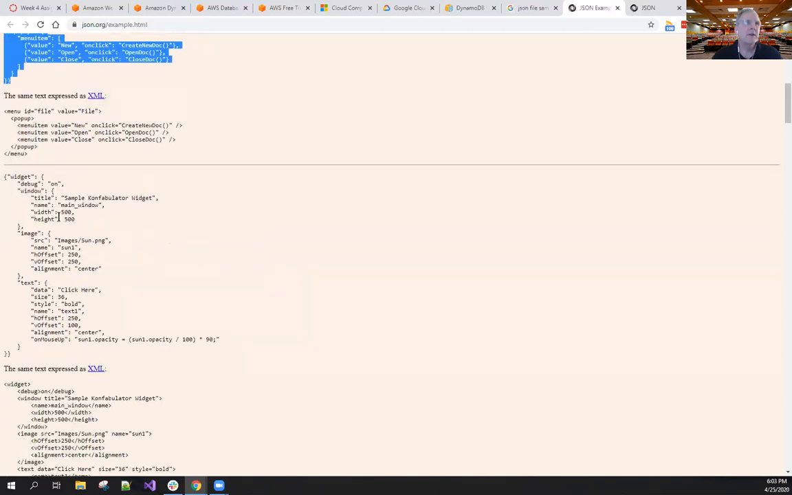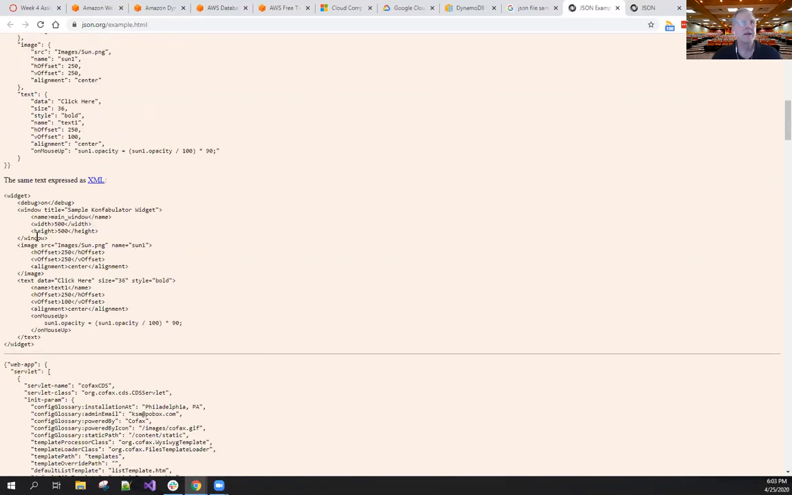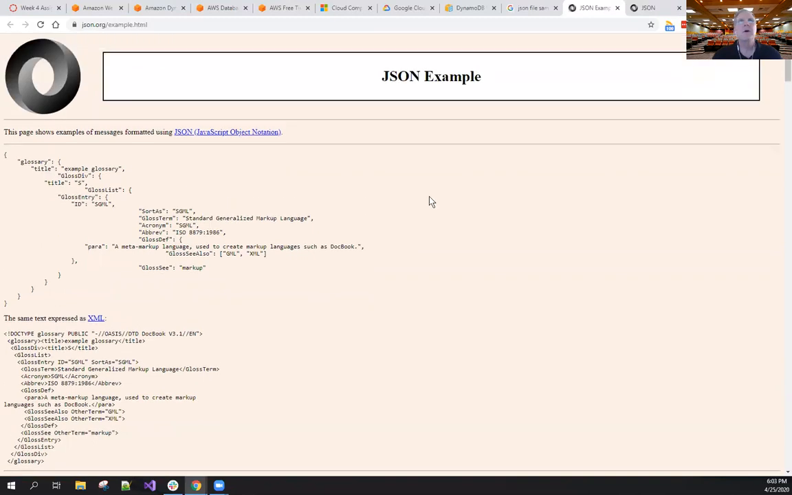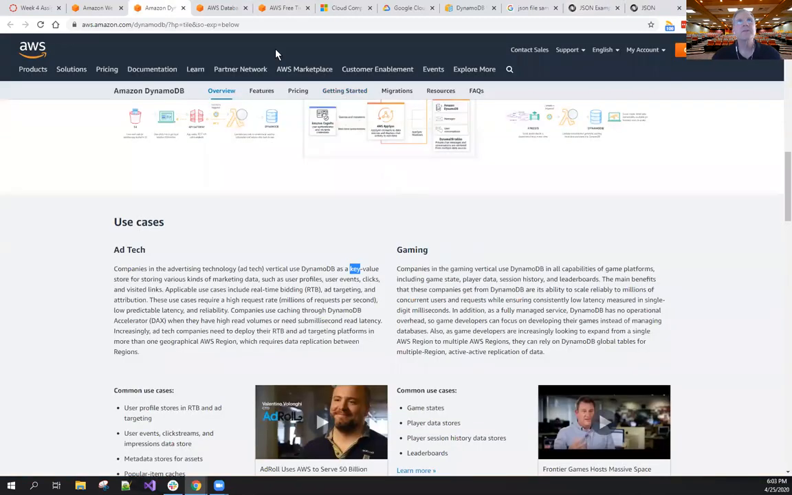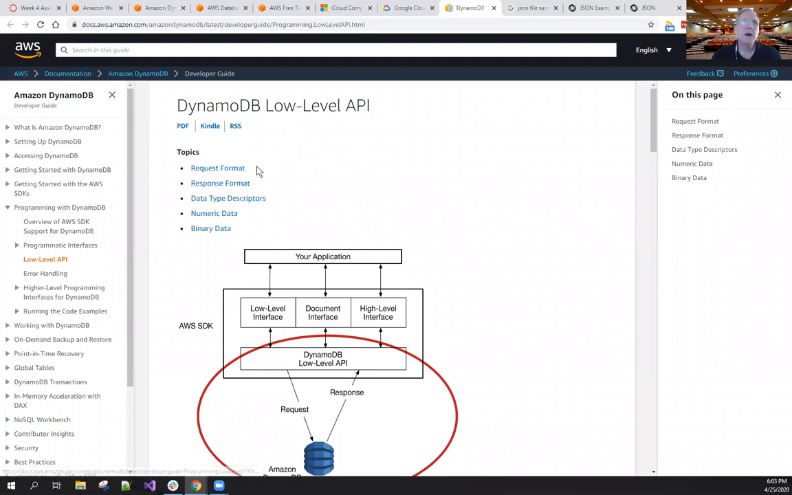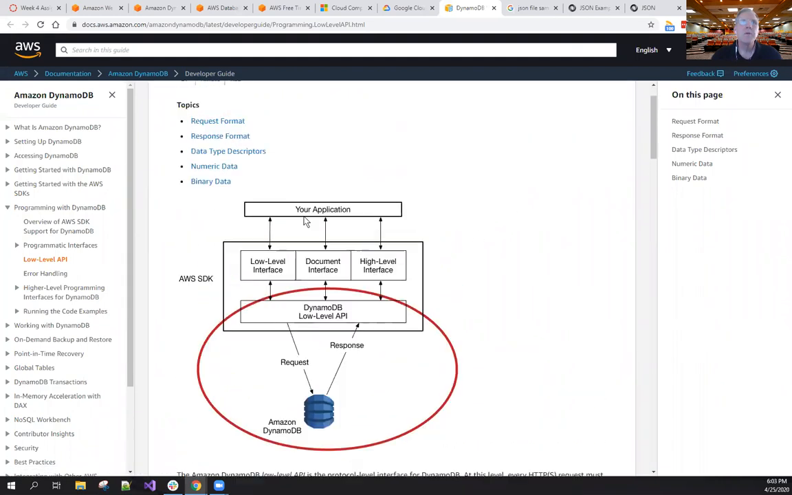So these are JSON files. This is what a JSON looks like, and this is what it looks like in XML. So Dynamo uses this right here. Dynamo, this is the application. This would be kind of like the serverless application, and it talks to the DynamoDB.